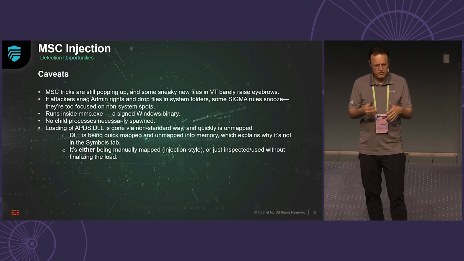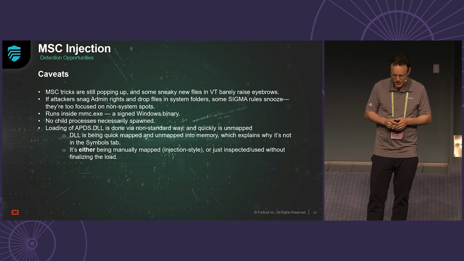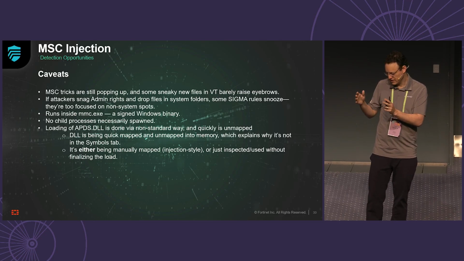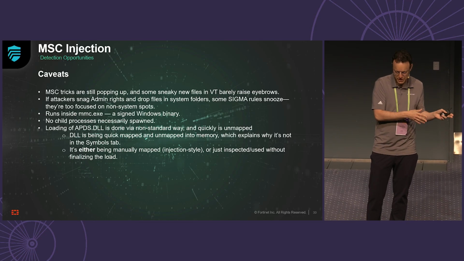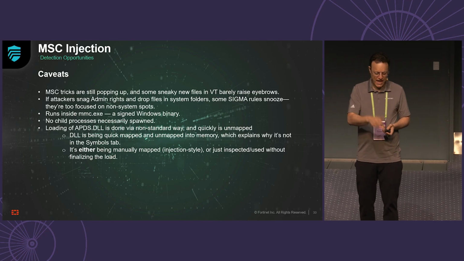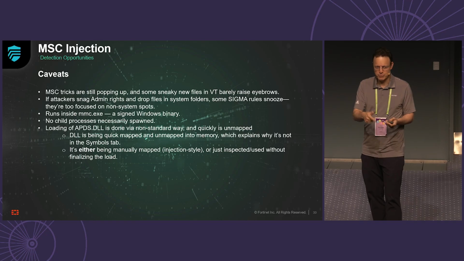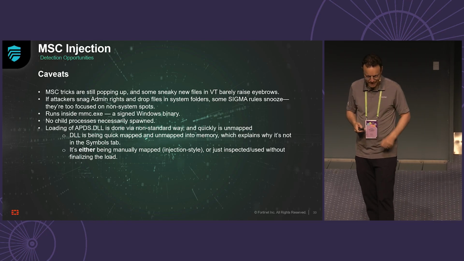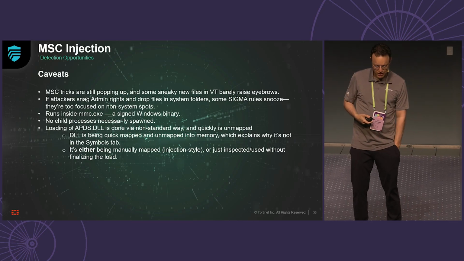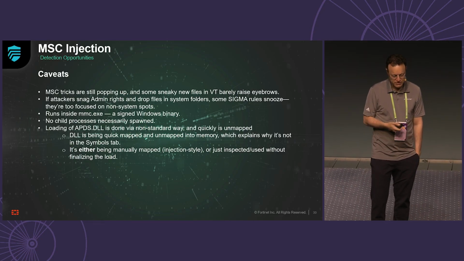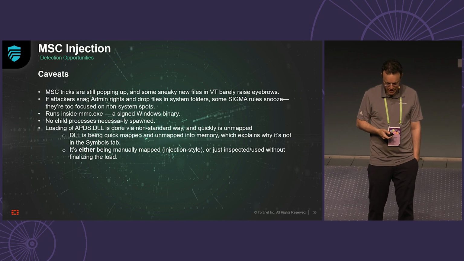And a lot of the Sigma rules that are out there are too focused on system spots. They say, okay, if this is executing outside System32, flag it. But if the attacker already has admin rights to your machine, he can just put something in System32, and the Sigma rules will snooze, right? It runs inside a legitimate Windows proxy binary, so yeah. No child processes are executed via a non-standard way.